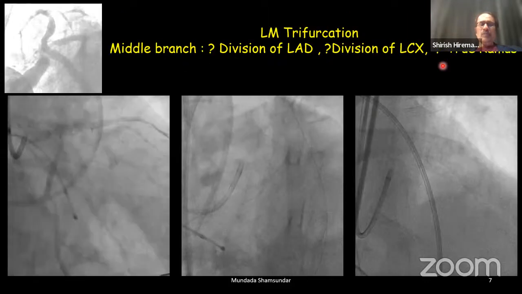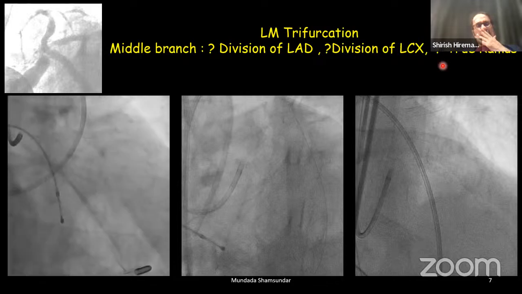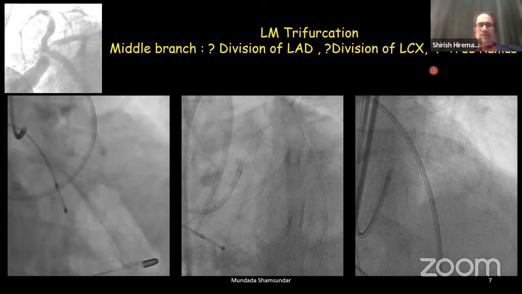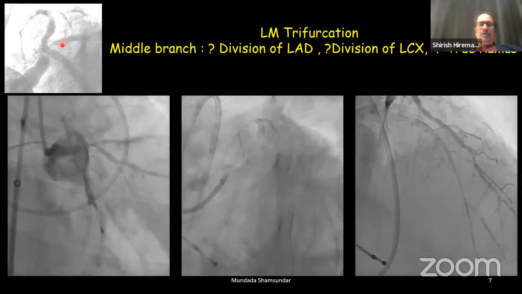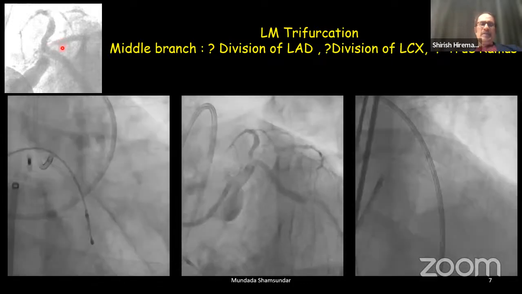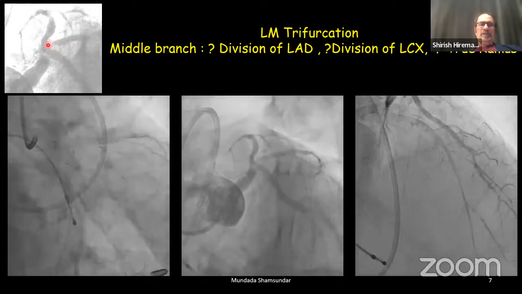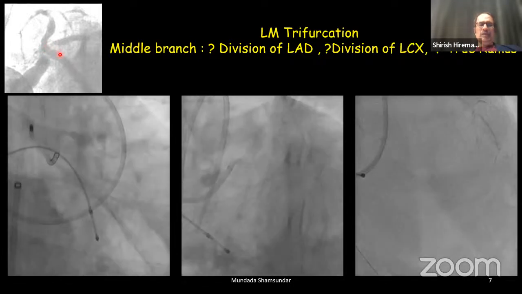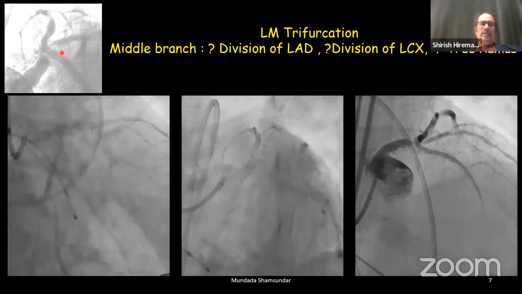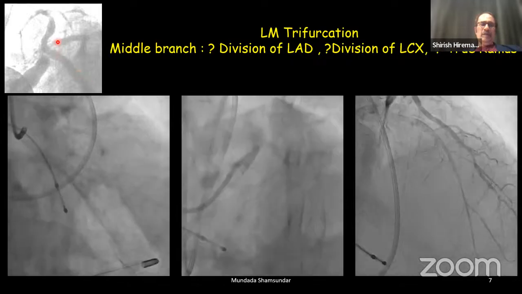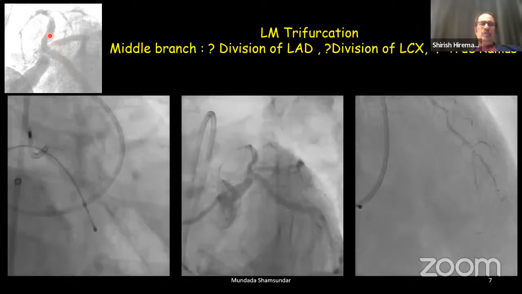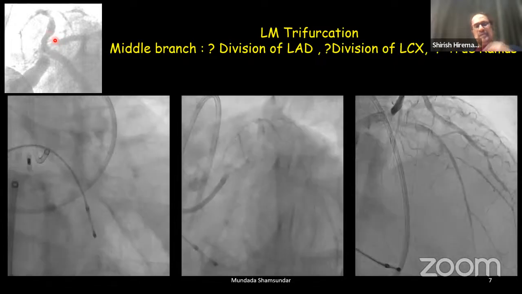As we discussed the middle branch, the one here, whether it's a branch of LAD or a branch of circumflex, or a true ramus coming out exactly between circumflex and LAD, whichever way, we thought the stent in this vessel should be more linked with the LAD. This was our feel.